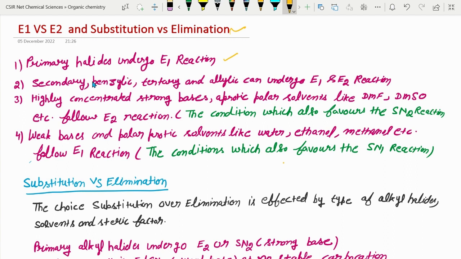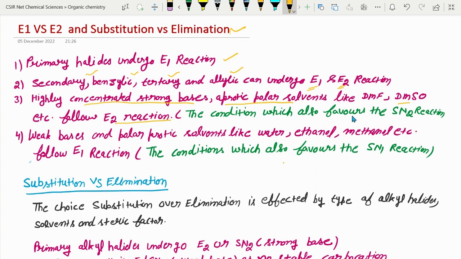When you have secondary, benzylic, tertiary and allylic halides, they can undergo both E1 or E2 elimination reactions. So when you are using a highly concentrated strong base and aprotic polar solvents like THF and DMF, DMSO, etc., there is a possibility of formation of the product by E2 elimination reactions.